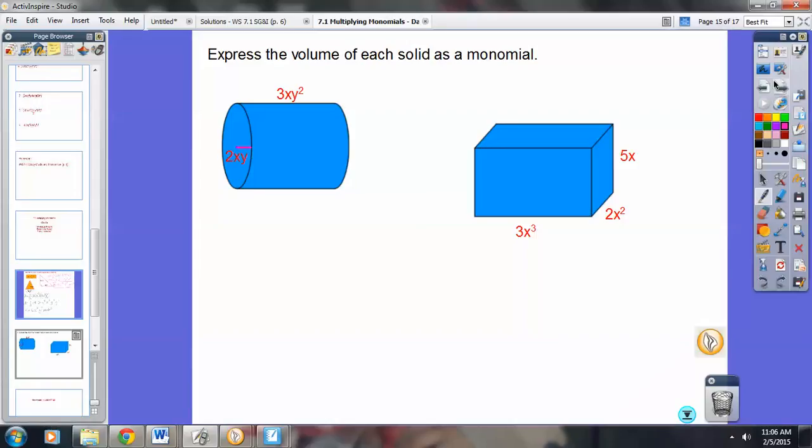All right, so what is that? Okay, I'm going to write down that formula. Go ahead and copy that down if you want. V for volume equals pi times the radius squared times height. And you guys already knew that R was radius and H was height.